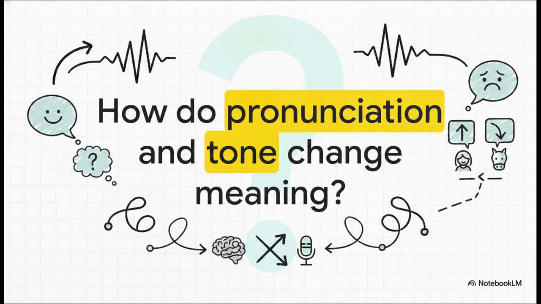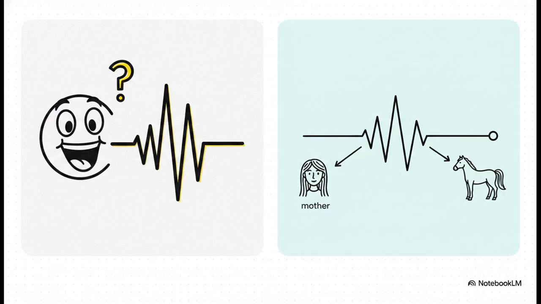When we speak English, we use tone to show emotion. If I raise my pitch at the end of a sentence, I'm asking a question. If I say it flatly, I'm just bored. But if you bring those English habits into a Mandarin classroom, you don't just change the emotion. You literally accidentally rewrite the dictionary. Let's look at the ultimate example of this.